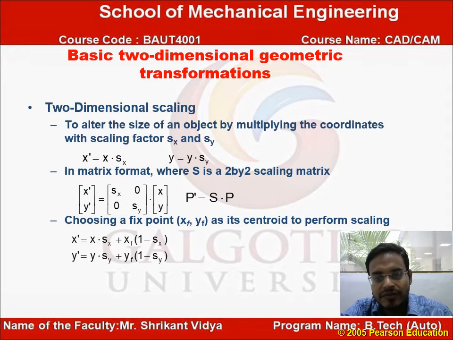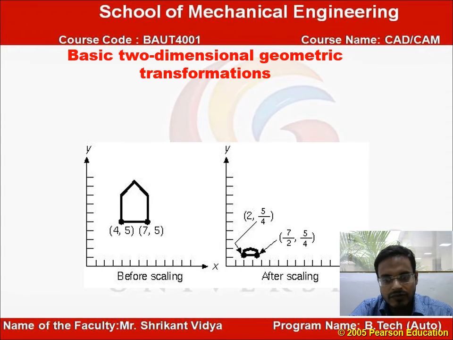In matrix format where S is 2 by 2, [x' y'] equals the matrix with sx and sy on the diagonal and 0 elsewhere, times [x y]. Choosing a fixed point, we get x' equals x times sx plus xf times (1 minus sx), and y' equals y times sy plus yf times (1 minus sy). So you can see this diagram of the scaling.